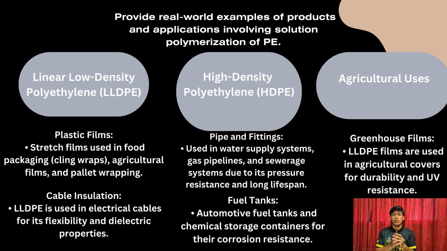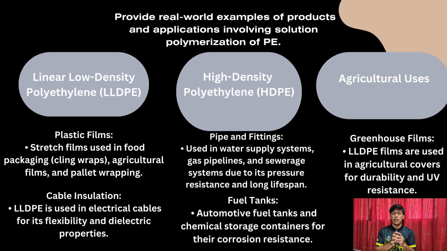Firstly, linear low density polyethylene (LLDPE): plastic films, stretch films used in food packaging, agricultural films, and pallet wrapping. Cable insulation: LLDPE is used in electrical cable for its flexibility and dielectric properties. Secondly, high density polyethylene (HDPE): pipes and fittings used in water supply systems and gas pipelines due to its pressure resistance. Fuel tanks: automotive fuel tanks and chemical storage containers for their corrosion resistance.